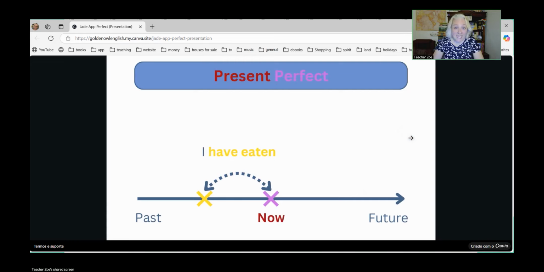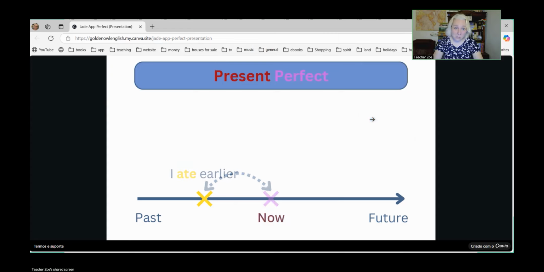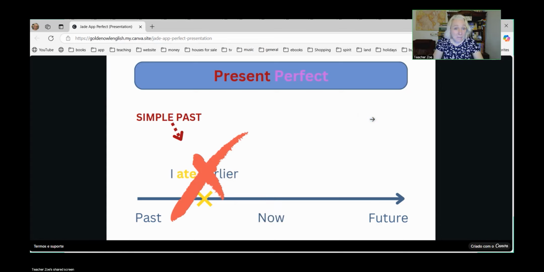So here we've got an example sentence in the present perfect. We say, I have eaten. I have eaten. And when we look at it, look, it's back here in the past. So why have we bothered to say I have eaten when we could just have said something much more easy like I ate earlier? Because it's not the same. That's the simple past. I ate earlier gets the action, puts it in the past, it started, it finished, that's it, over and done with.